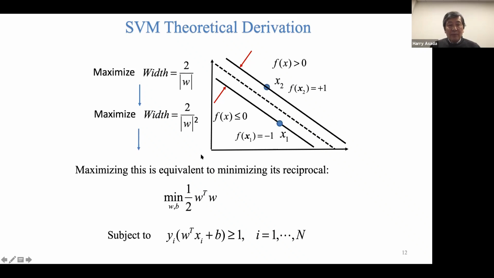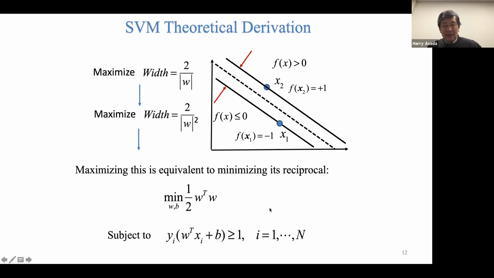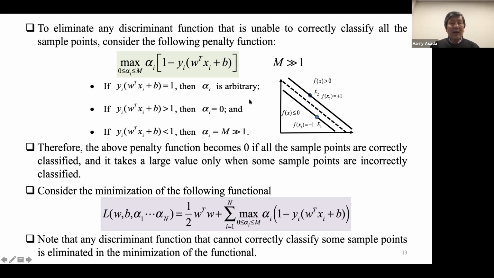Okay, so our problem can be formulated, with the one half just for the convenience of expression, as minimizing 1 over 2, W transpose W. And the W must satisfy this condition, which is to classify all the sample points correctly, i equals 1 to n. Actually, this condition, subject to this inequality, is a little bit difficult to deal with. So here's an interesting technique to apply.